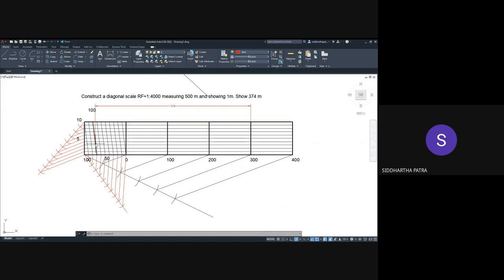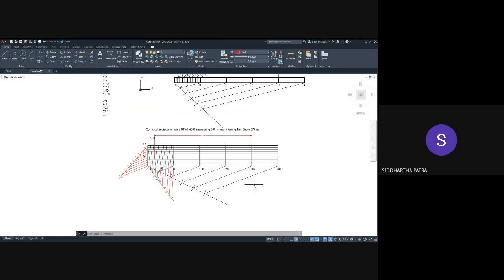You need to move upwards using the oblique line. Once you go 4 divisions upwards, so I believe not this one but this one. Is it so? 1, 2, 3, 4. No, the earlier one. Okay. So that would be your 374. এই পার্টটা বোঝা গেল তো ডায়াগোনাল স্কেলে? Yes, sir. Okay.